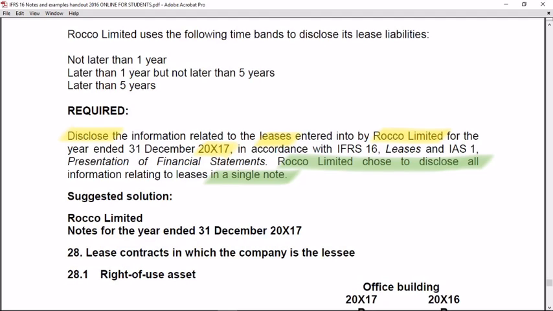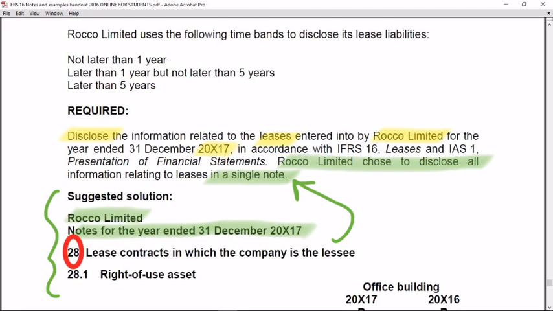So in this suggested solution, if we look at a proper heading, we start with the name of the company, notes for the year ended X17, and now based on that little discussion of the single note, we have one note that we will focus on in the rest of this presentation. One note. The heading of this note is lease contracts in which the company is the lessee. That's the name of the note and only that. I will go through each section of it separately. Please note that whenever we disclose and nothing has been mentioned to the contrary, you have to disclose comparative figures as well.